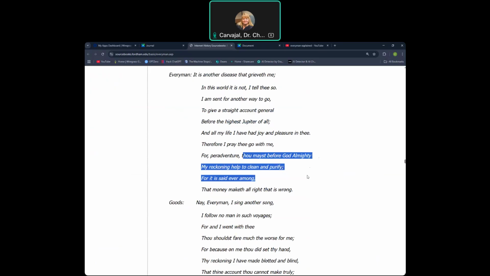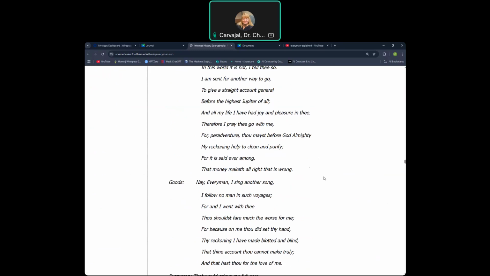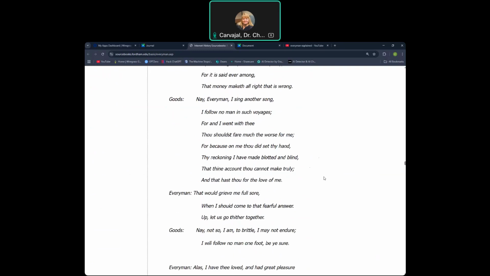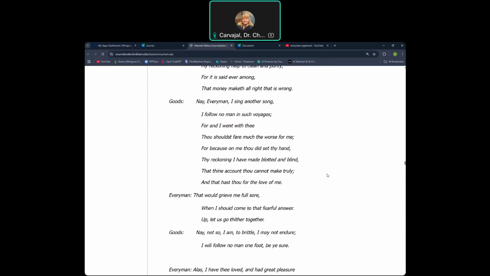Now, it even says, "It is said ever among that money maketh all right," but that is wrong. Can money solve every problem? No. And it certainly can't pay for the redemption of somebody's soul. So he can't just bring a bunch of wealth and buy off God. That's not going to happen. He goes, "Nay, Everyman, I sing another song. I follow no man in such voyages."